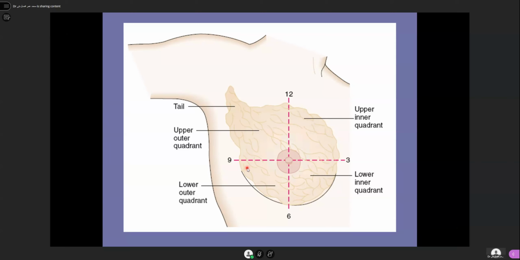Okay, and there is basically increased incidence of cancer in different quadrants. Like in the upper outer quadrant, this is the commonest area where breast cancer occurs. After the upper outer quadrant, the retroareolar region is the most common site, and after the retroareolar region, the upper inner quadrant is the most common site for development of breast cancer.